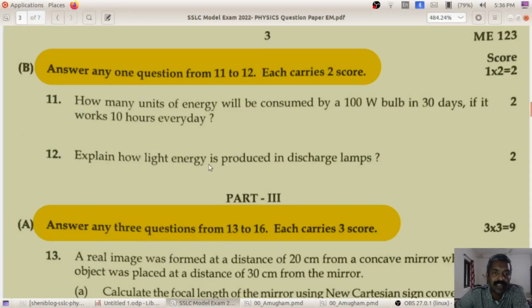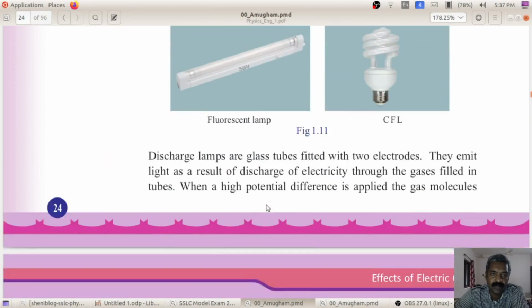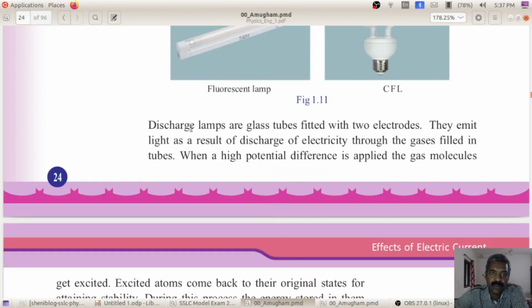Explain how light energy is produced in discharge lamps. These are discharge lamps. The working principle is given here. It consists of a glass tube with 2 electrodes and they emit light as a result of discharge of electricity through the gas filled in the tubes.